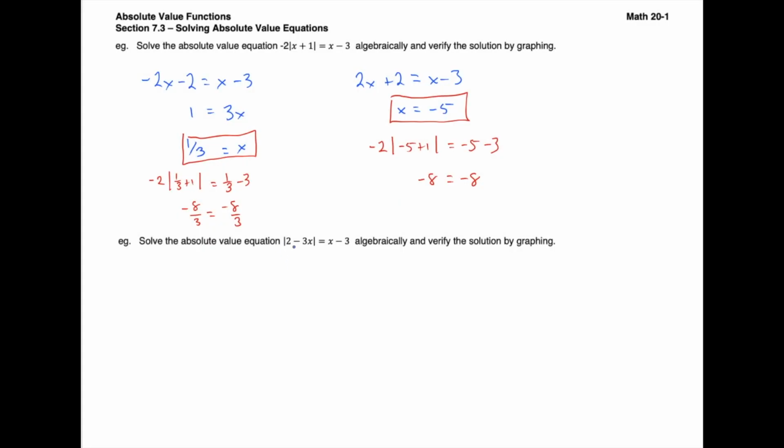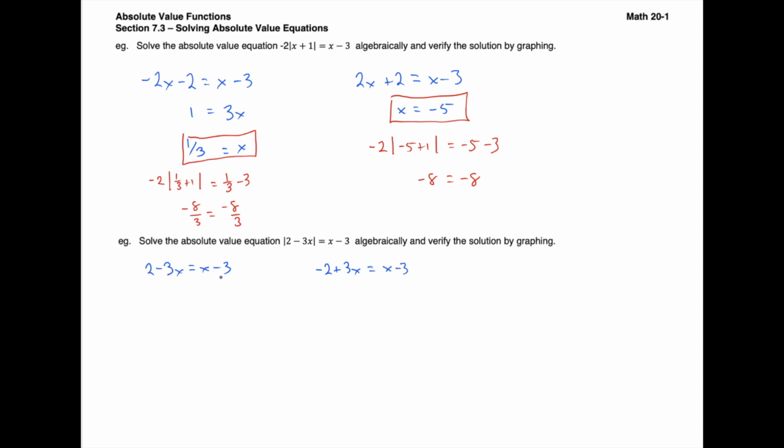For the next one here, again, we see the absolute value sign on one side of the equation. So we'll multiply a positive sign through there and a negative sign through there. With the positive sign, of course that one doesn't change. So 2 minus the 3x, and that equals the x minus 3. And then if we multiply a negative sign through there, we'll get negative 2 now plus 3x, and that equals x minus 3.